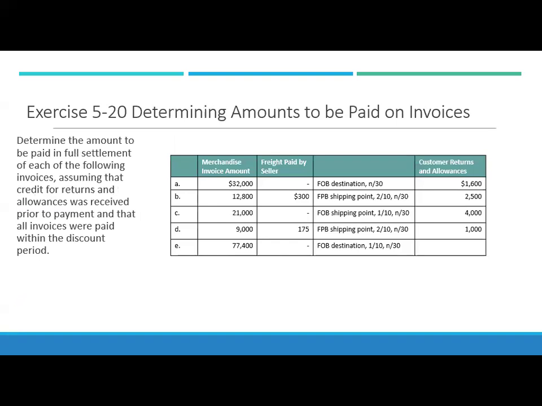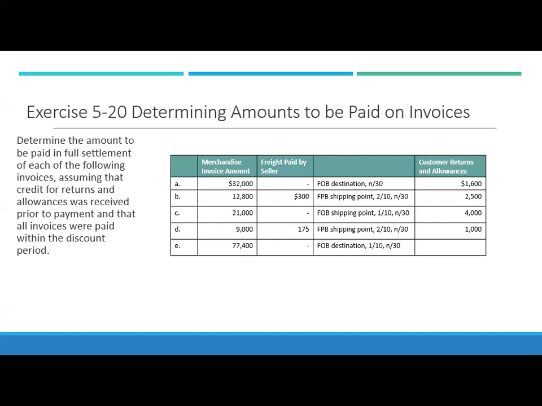When determining the amount to be paid on invoices, this is really important for the homework. We have the initial merchandise invoice amount, any returns and allowances that are given, and the amount of freight that was paid for by the seller, and that's an amount that is added to the invoice.